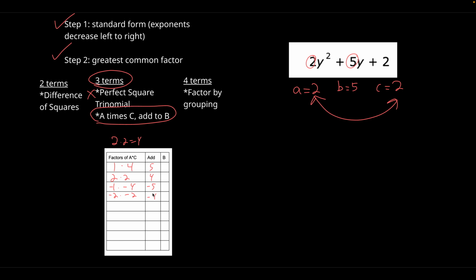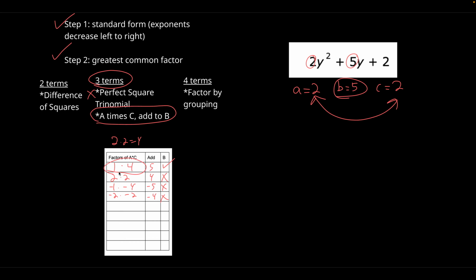So which one of these pairs that we just listed add to B? That's the phrase, A times C, add to B. Well, B is 5, so which one of these is our magic pair? This doesn't add to 5, doesn't add to 5, doesn't add to 5. So positive 1 and positive 4 are our magic pair of numbers.